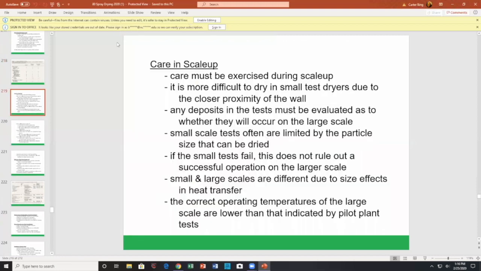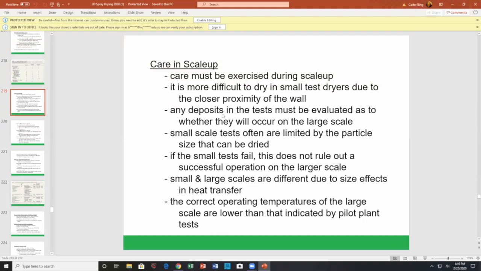Care and scale up. Well, first off, you realize the big difference in scale, right? More difficult to dry on small test dryers due to the closer proximity of the wall. Any deposits in tests must be evaluated as to whether they occur on a large scale. Yeah, this is very true. In scale up, lots of things happen in the lab that don't happen in the plant, right? Lots of things happen in the pilot plant that don't happen in the lab, or excuse me, that don't happen in the plant. So there's a whole bunch of things that don't scale.